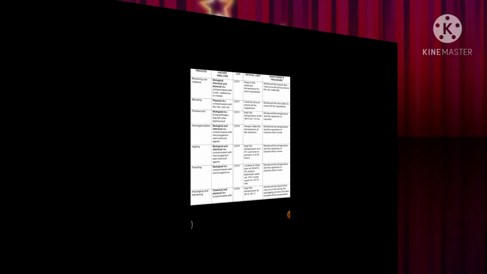This is the hazard that is contained in the ice cream production, to ensure the food product is safe for consumers.